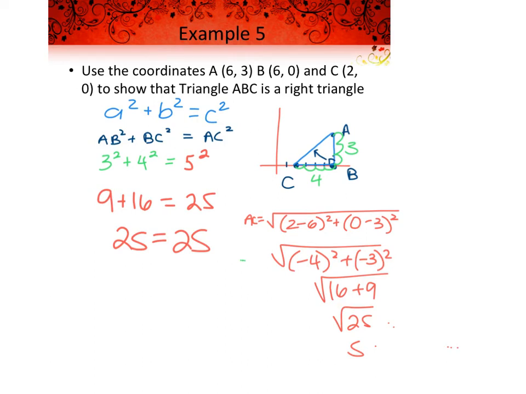Questions? So again, this part said show that it is. It already told you it was. I knew it was going to be. The other type of question is going to say here's 3 points, classify it, where you're going to find the 3 lengths and then figure it out from there. So you're testing right, isosceles, or equilateral. Any questions on what we've covered so far?